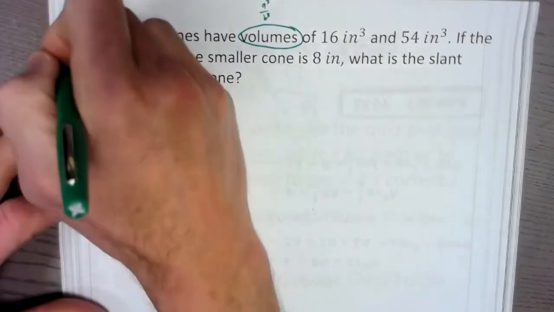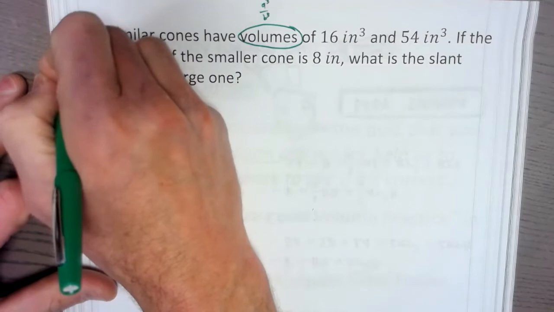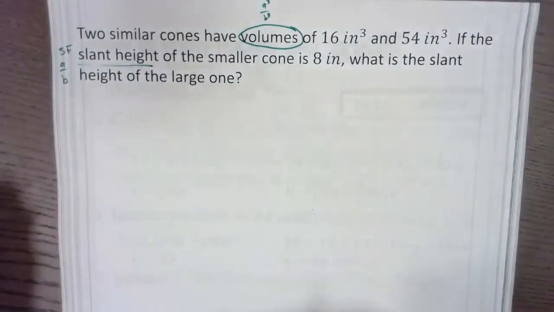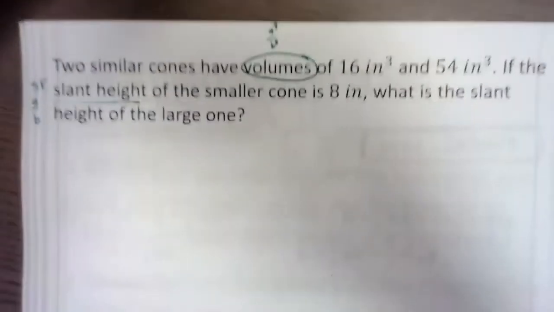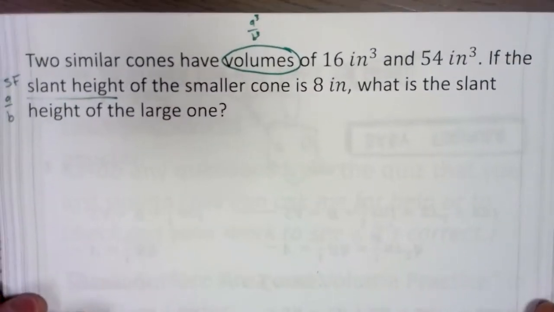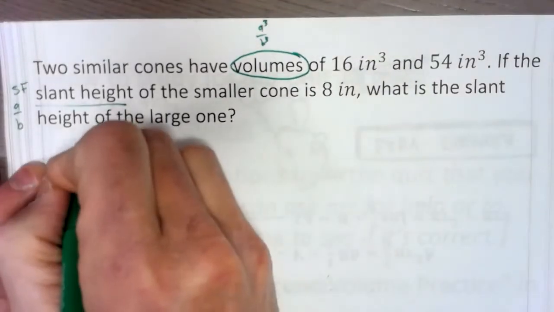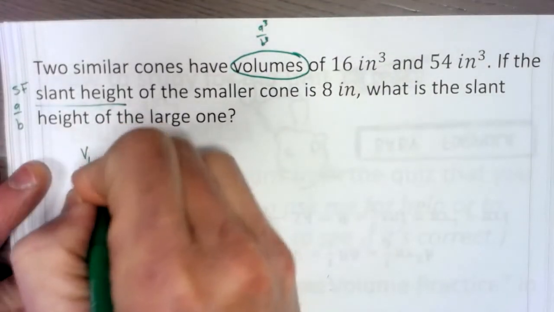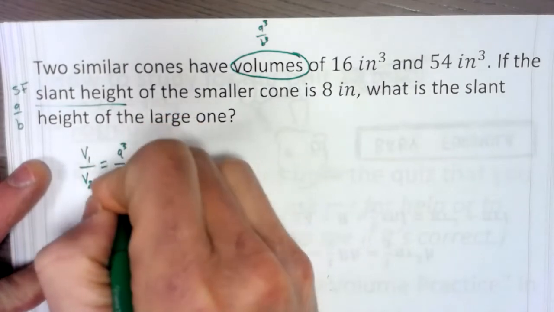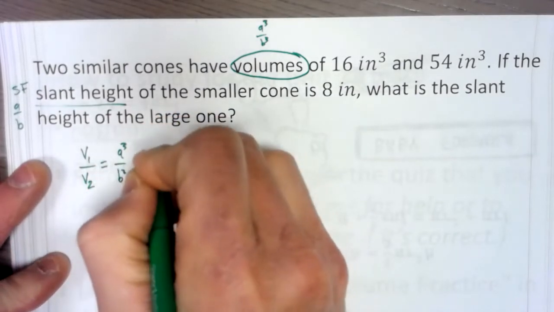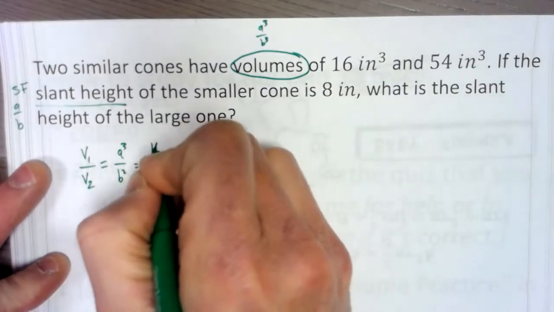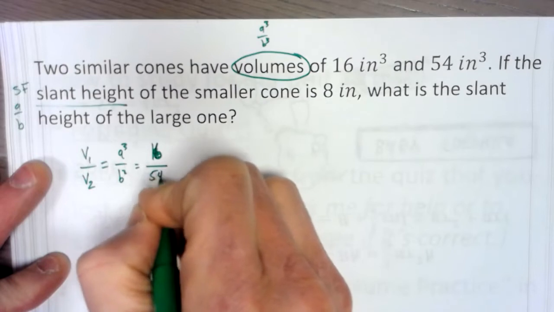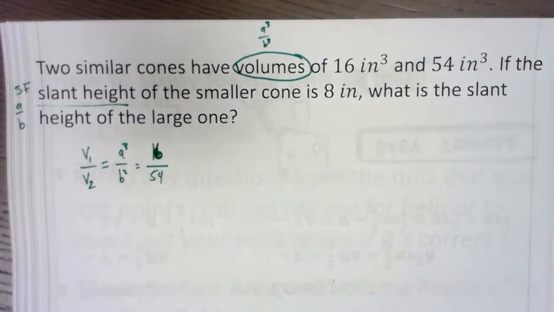Slant height is going to be scale factor, which is a length, which is A over B. I'm just making notes, reminding myself what I need to do when I'm solving this. Okay. All right, so I know the volume factor. So the volume factor, which is volume 1 to volume 2, which is equal to A cubed over B cubed, is equal to 16 over 54.